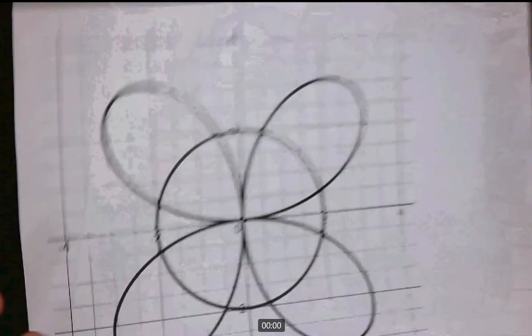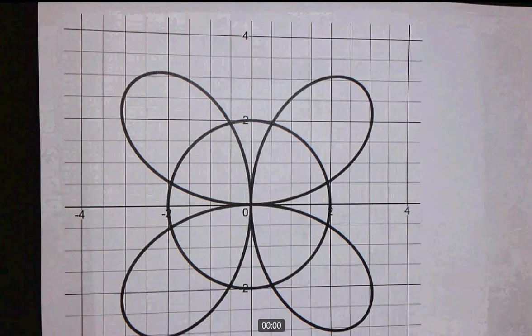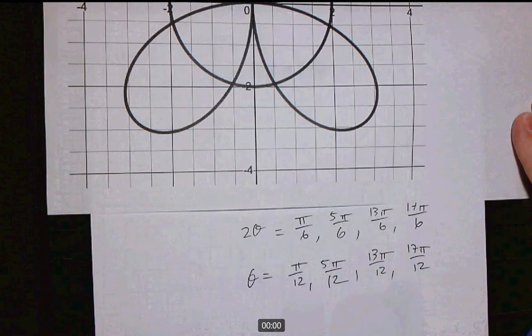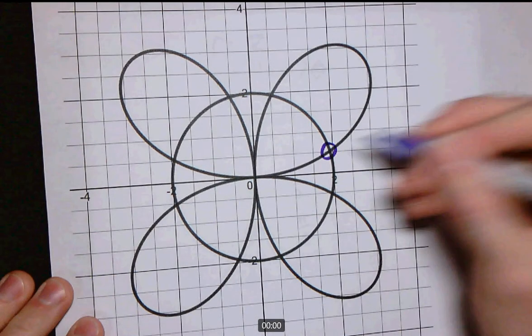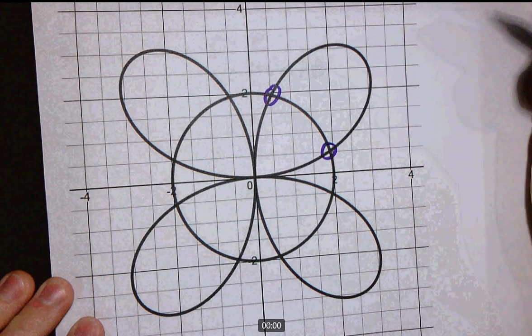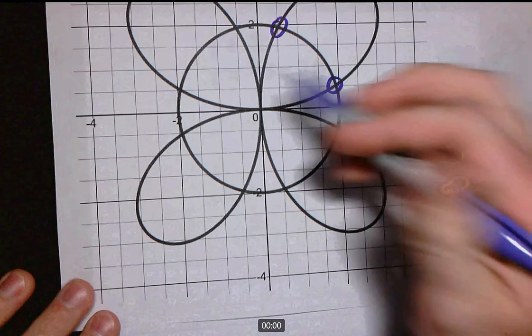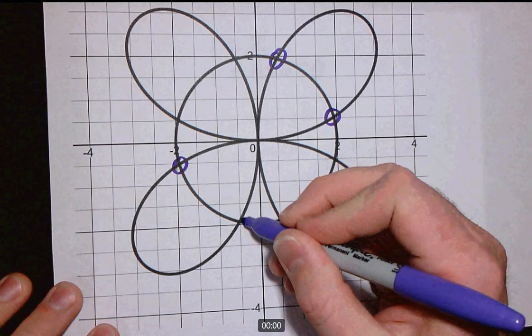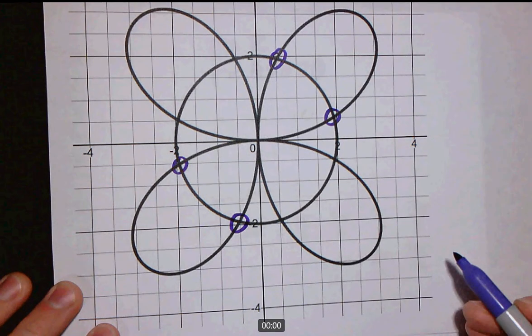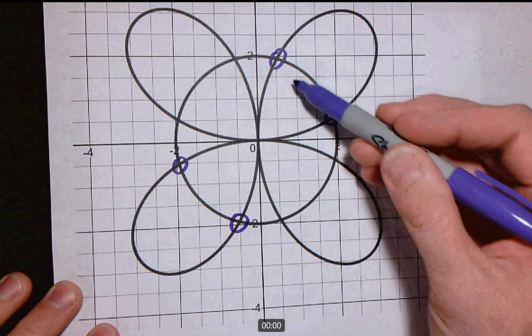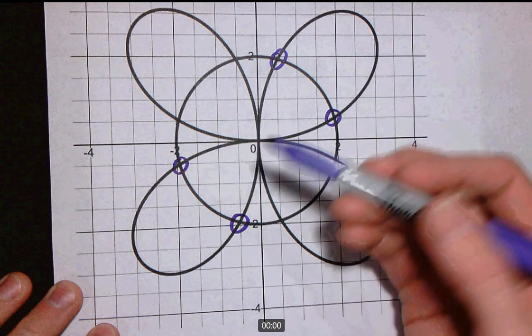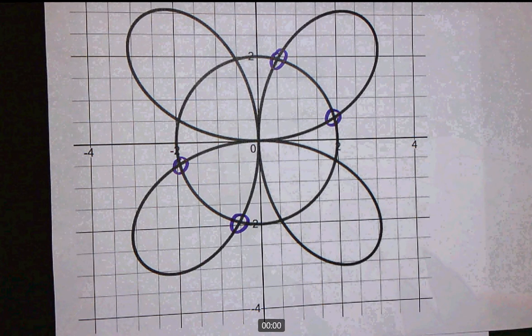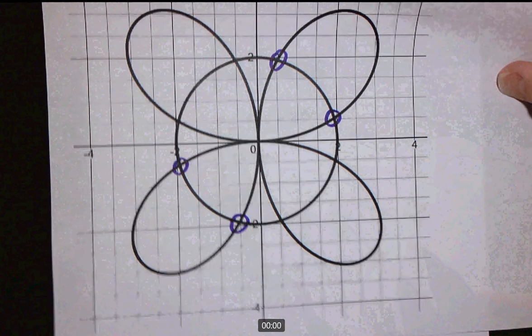Now, if we go back here, we see that we've got four solutions, four intersections at pi over 12, 5 pi over 12, a little bit less than pi over 2, 13 pi over 12, which is a little bit more than pi, and then 17 pi over 12, which is a little bit less than 3 pi over 2. So we only have four of the solutions. We know that there are eight. We can see that clearly. So where are the other four solutions?